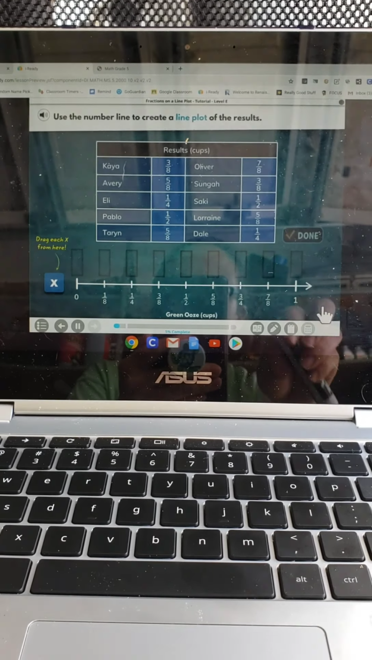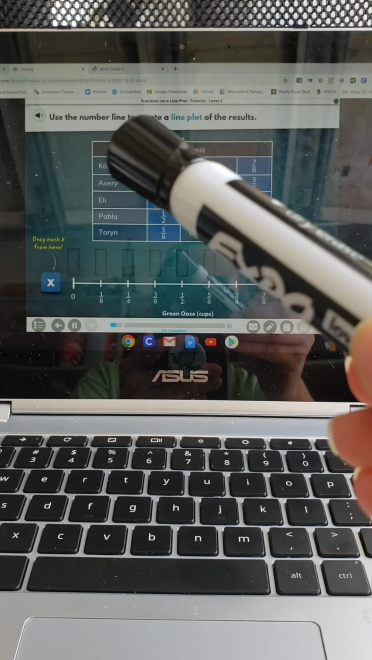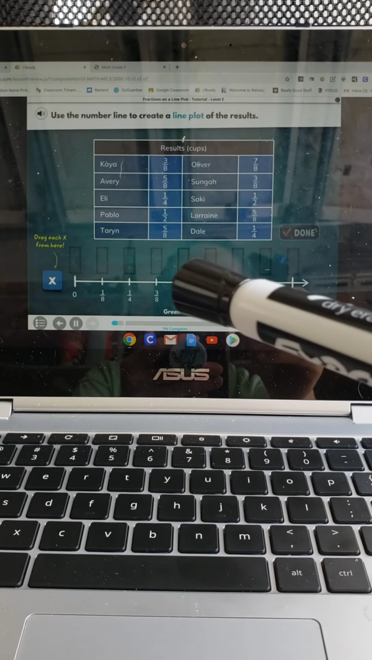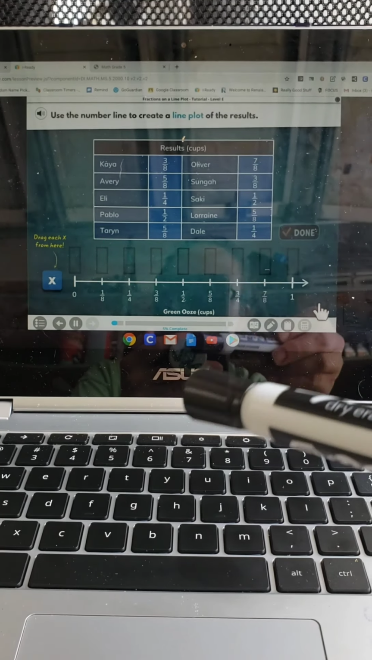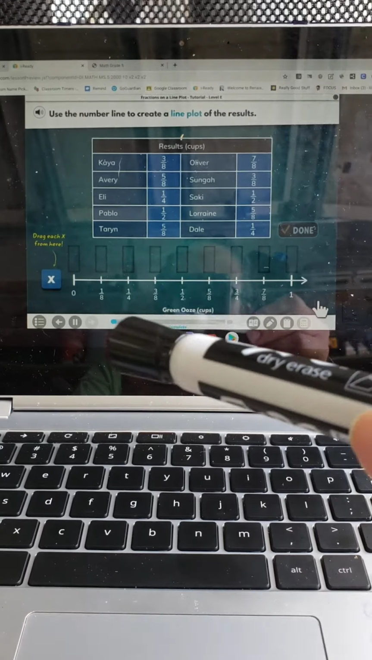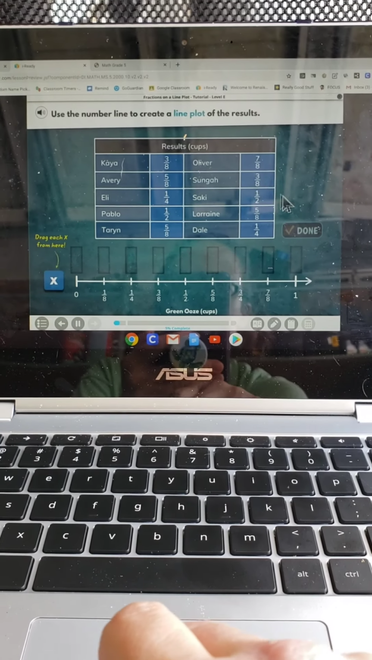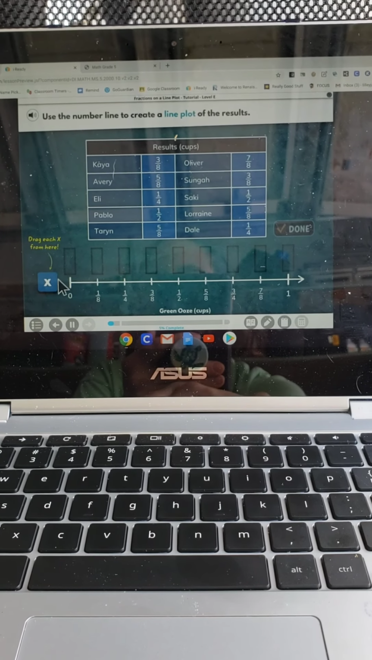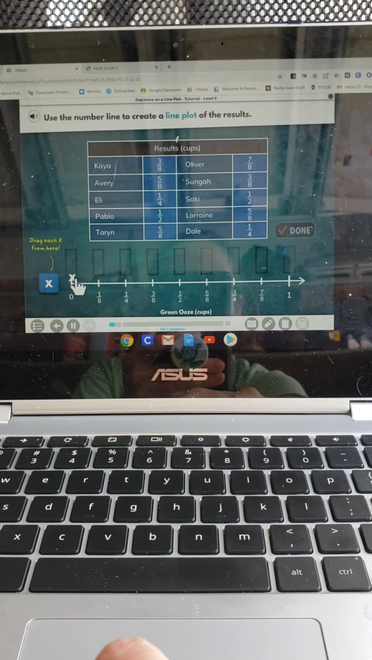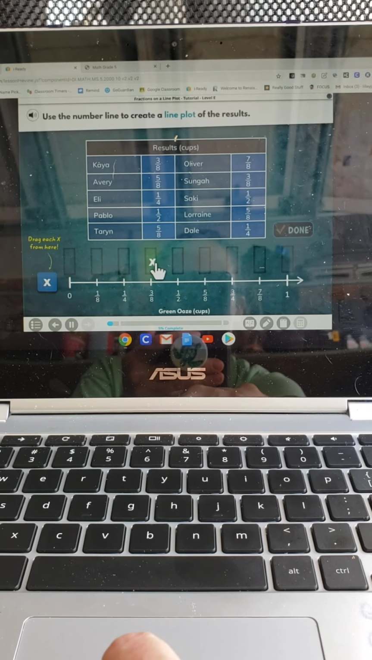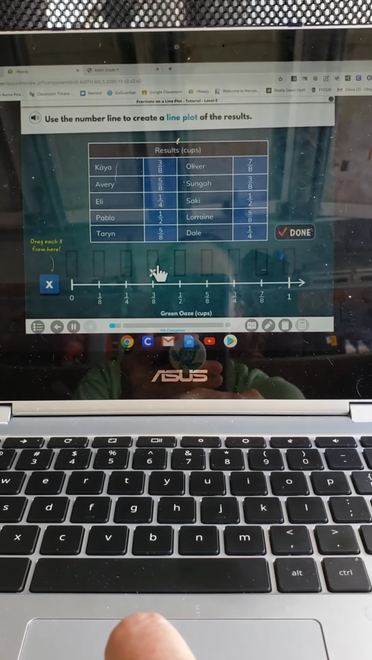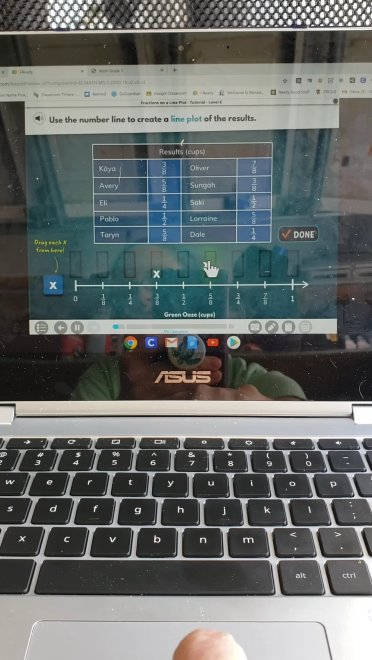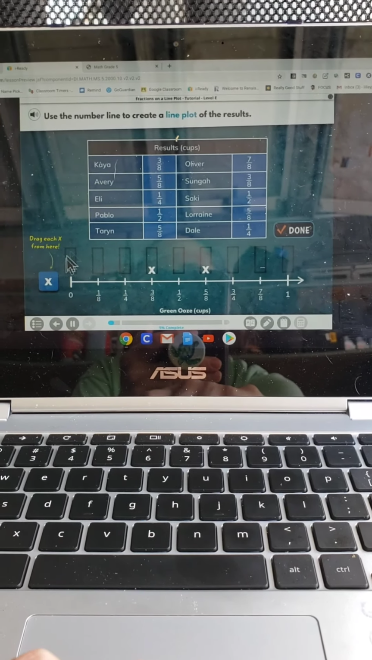Okay, so all it wants us to do is use the number line to create a line plot of the results. So all we're doing is we're using our chart for our information and we're putting it on our line plot using the X. So Kaya has 3/8, so we're going to take this X. We're going to drag one of our X's over to 3/8 for Kaya. Avery has 5/8, so we're going to grab another X, drag it over to 5/8 for Avery.